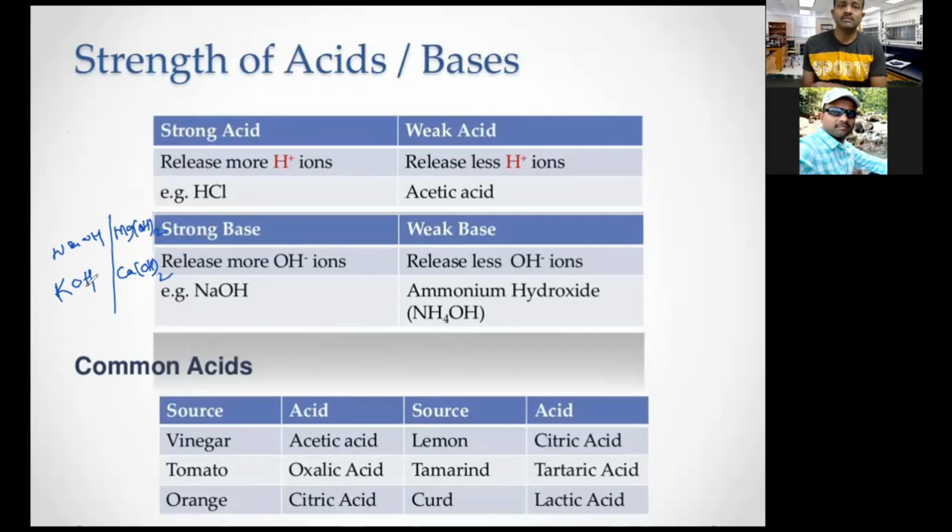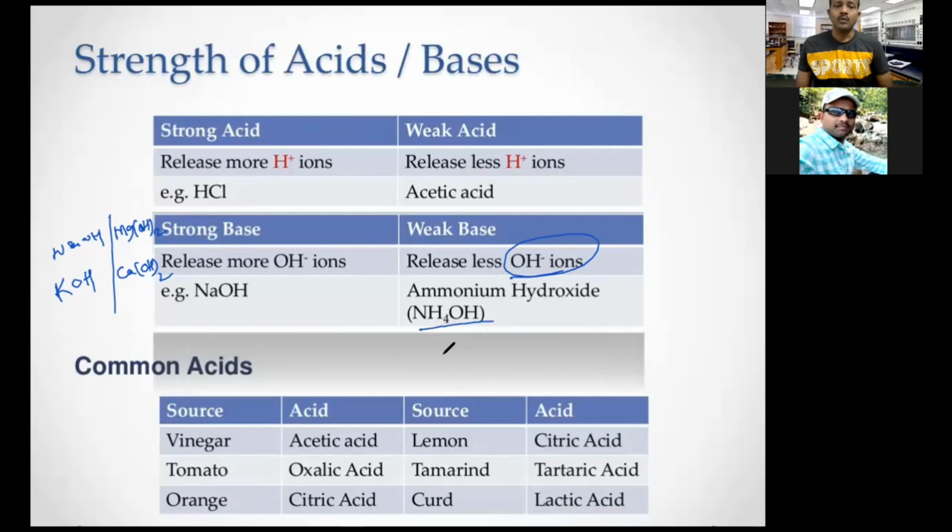Okay. Weak base means which releases fewer OH minus ions. So which releases fewer OH minus, that we call a weak base. It releases fewer OH minus when you dissolve it in water. Without adding water, there is no dissociation. Right. So weak bases release only fewer OH minus ions. An example of a weak base is ammonium hydroxide, that is NH4OH.